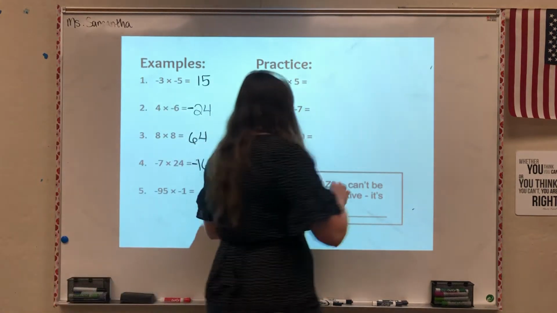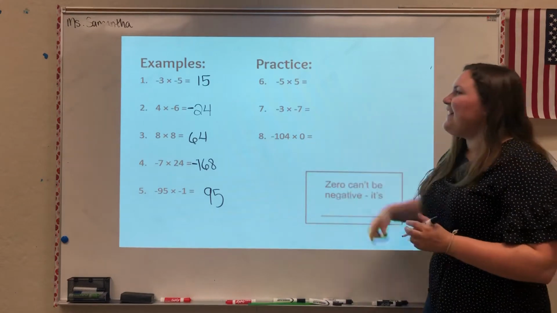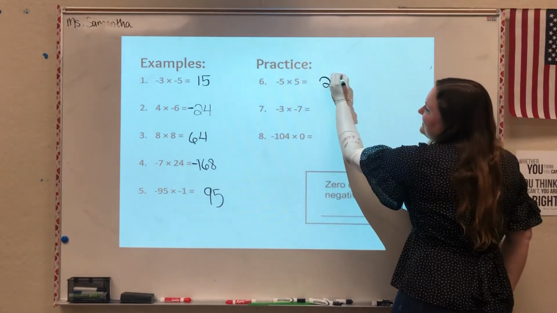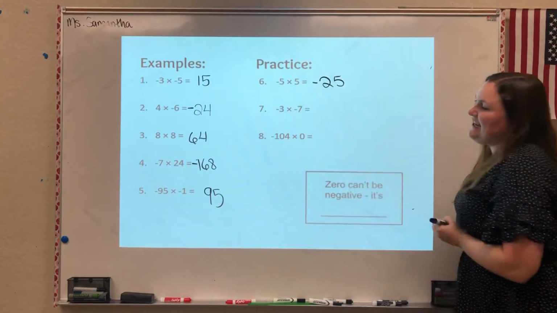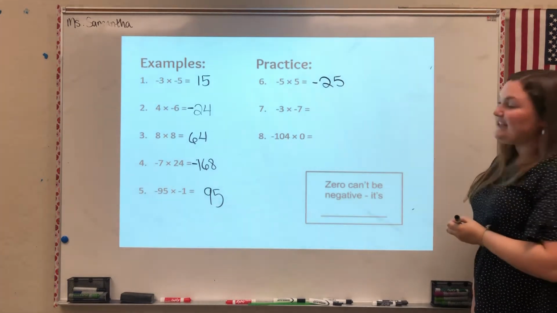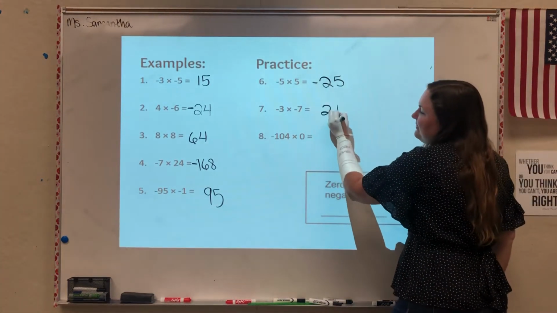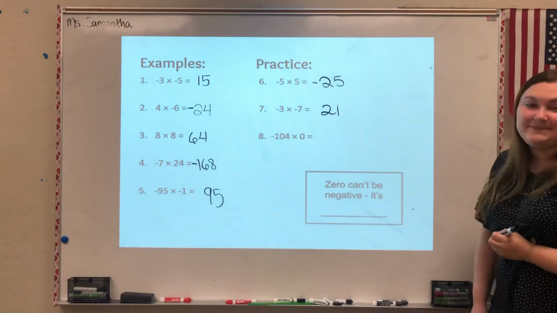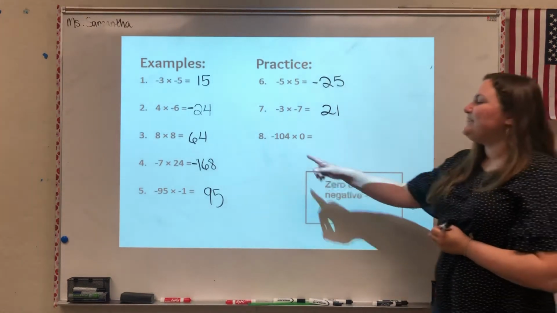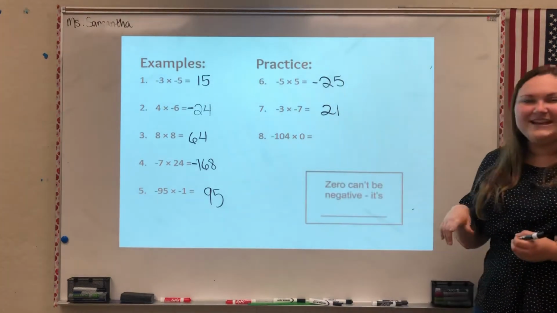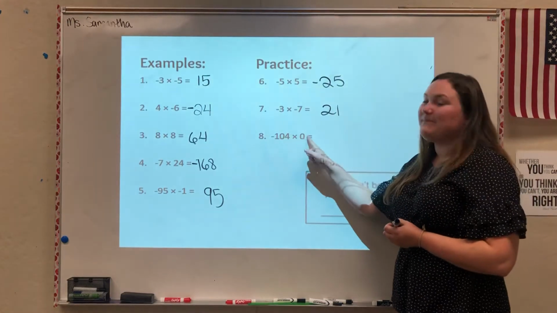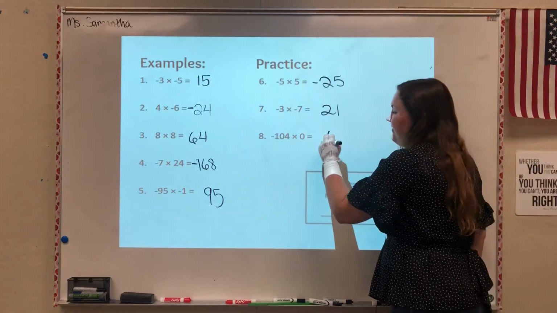All right. Well, over here, negative 5 times 5. 5 times 5 is 25, and different signs means negative. Negative 3 times negative 7. 3 times 7 is 21, and same signs means positive. For this last one, negative 104 times 0. Anytime you are multiplying something by 0, it gives you 0.